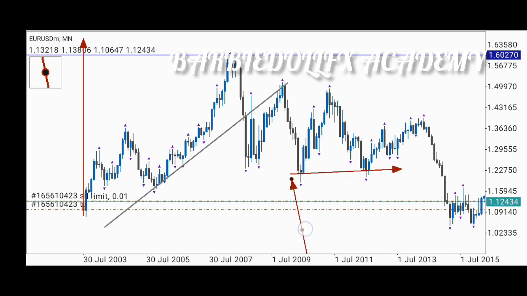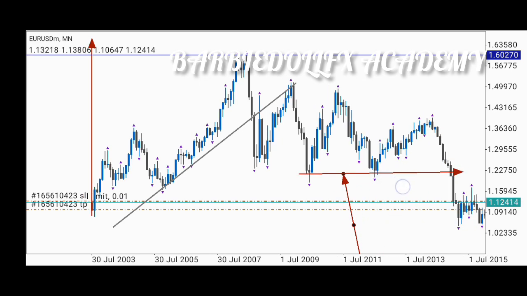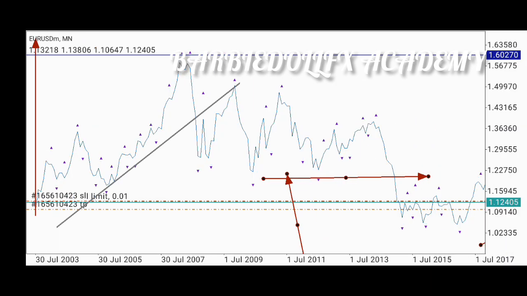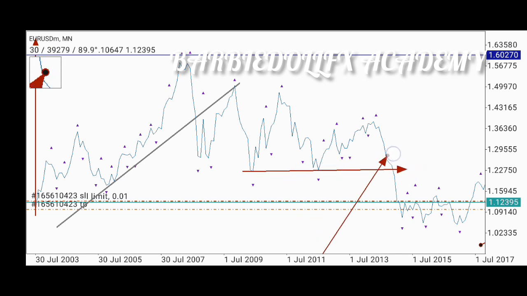It breaks here and now forms another lower high. As it forms another lower high, it now breaks this low. Because if you change it to a line chart, you see the break of structure very well. It now breaks it.